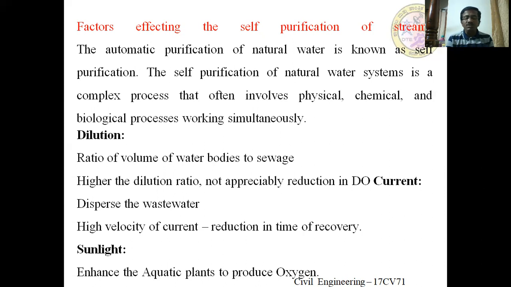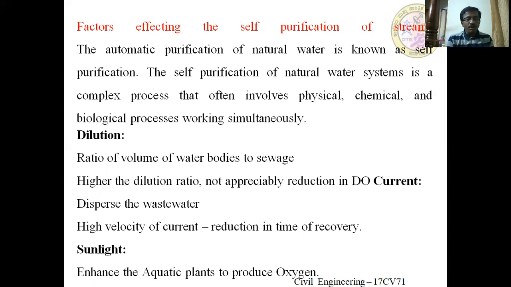Next is dispersion of wastewater. Dispersion means mixing. Once the wastewater comes in contact with the running water body, it should be dispersed as quickly as possible, so it is not concentrated at the point of disposal only. Once it is dispersed, mixing automatically takes place, and by that the dilution is improved. If it is not dispersed properly, the concentration of the wastewater at the point of disposal is increased, and that may lead to a health hazard to the receiving water body.